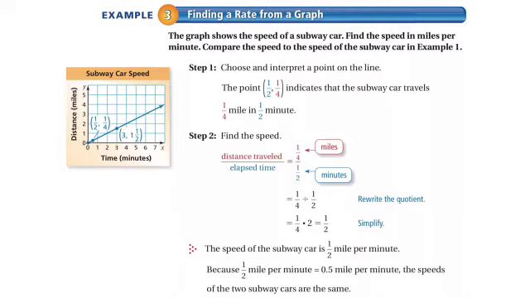The speed of the subway cars would be the same, because remember, in example 1, the speed of the subway car was also 1/2 mile per minute. If you took the other point that they gave us, 3, 1.5, you would take the 1.5, put that on the top, and the 3 and put that on the bottom. 1.5 over 3. You would divide top and bottom by 3 because we always divide by the denominator, and you would also end up with 0.5 or 1/2 over 1. So a half a mile per minute.